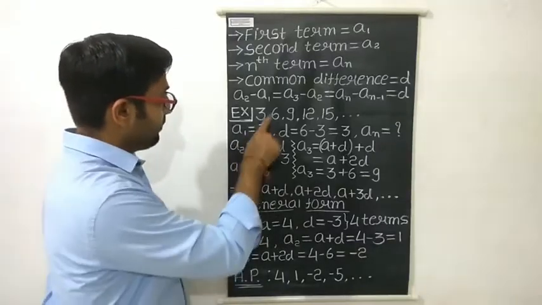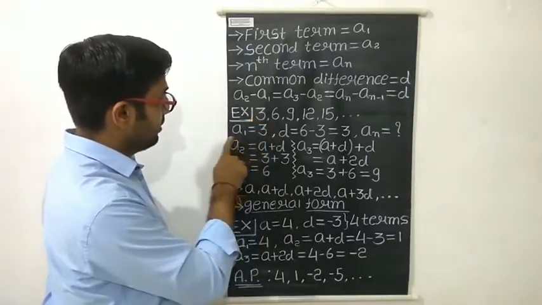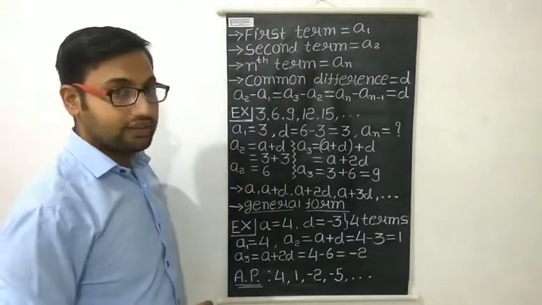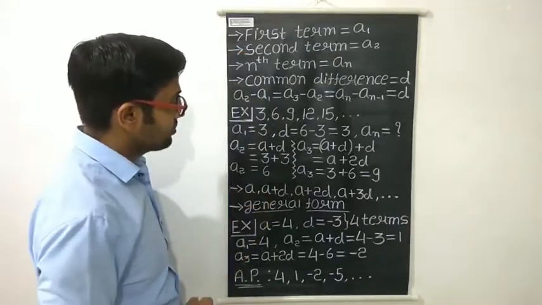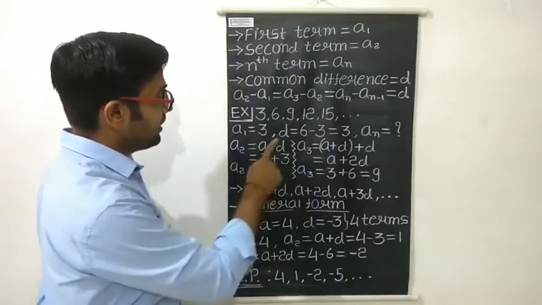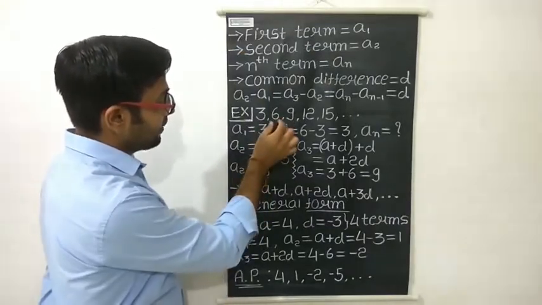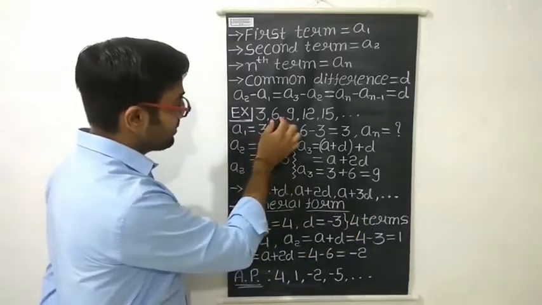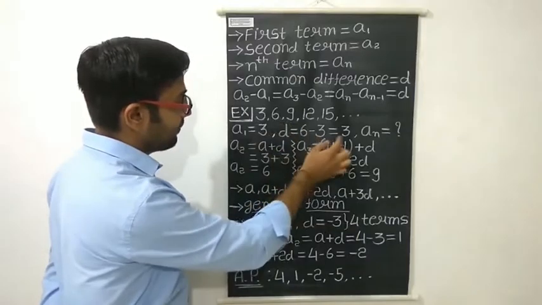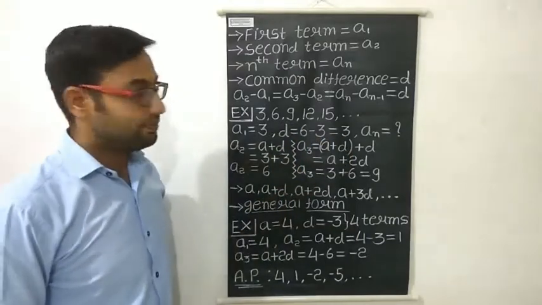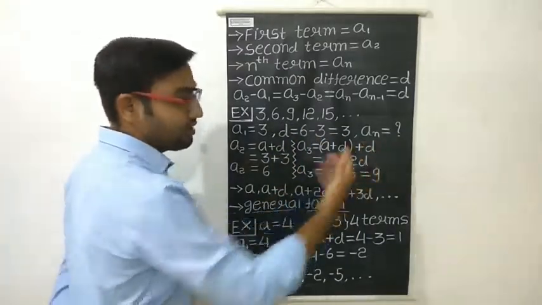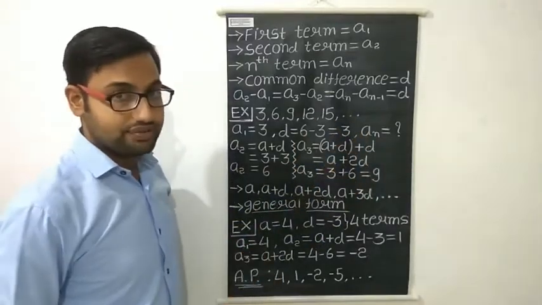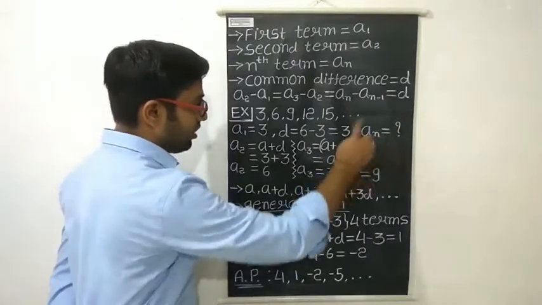So here, what will A1 be? As I said, the first term we denote by A1. So A1 is 3. What is the difference between the two terms, D? As I said, we have to subtract the preceding term from the successive term. By subtracting 6 minus 3, we get the difference D equal to 3. And the last term we don't know because this AP continues on, right? So the last term we cannot consider.